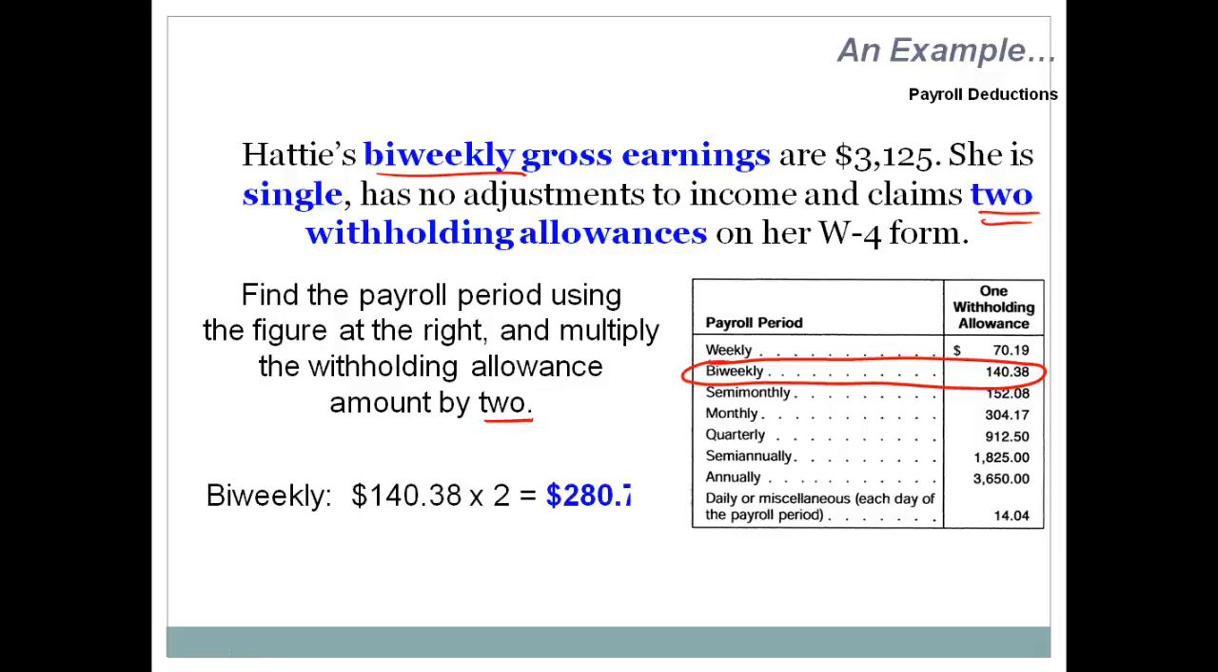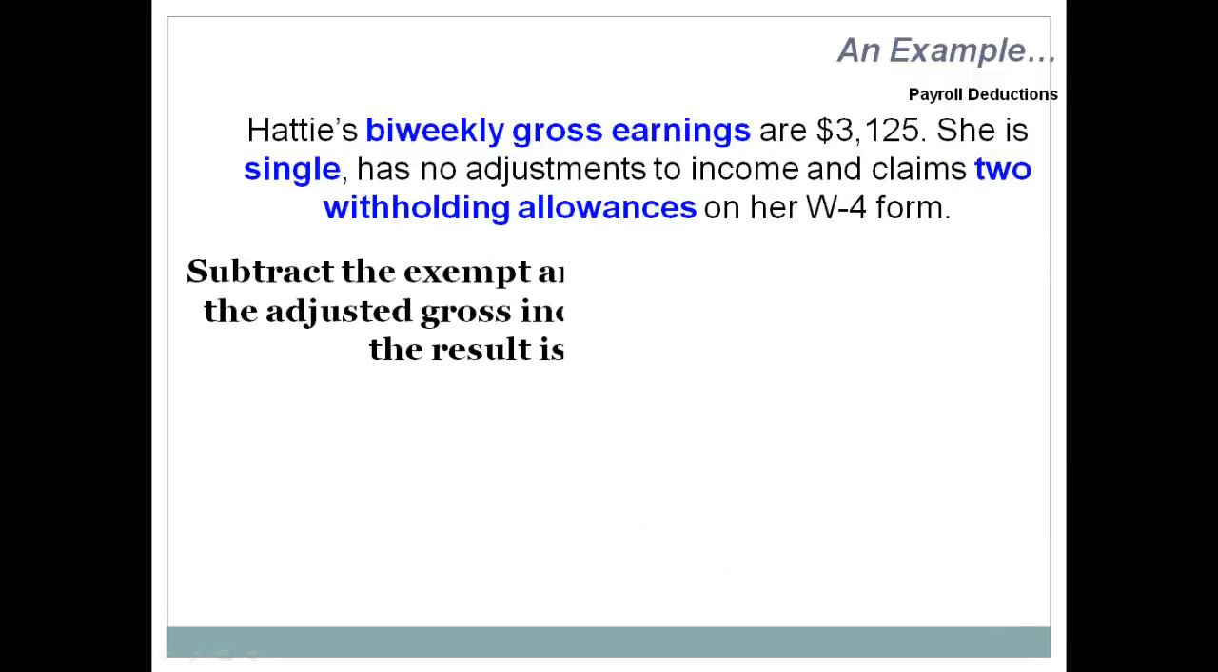So that means we will multiply $140.38 by 2. So this is the amount that's going to be tax exempt from her $3,125. So we're going to take the $3,125 minus the $287.76, and that's going to give us adjusted gross income.